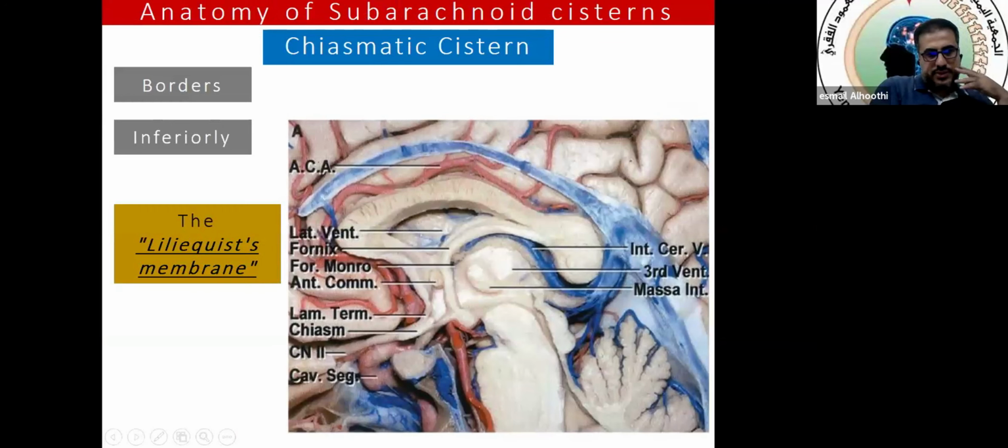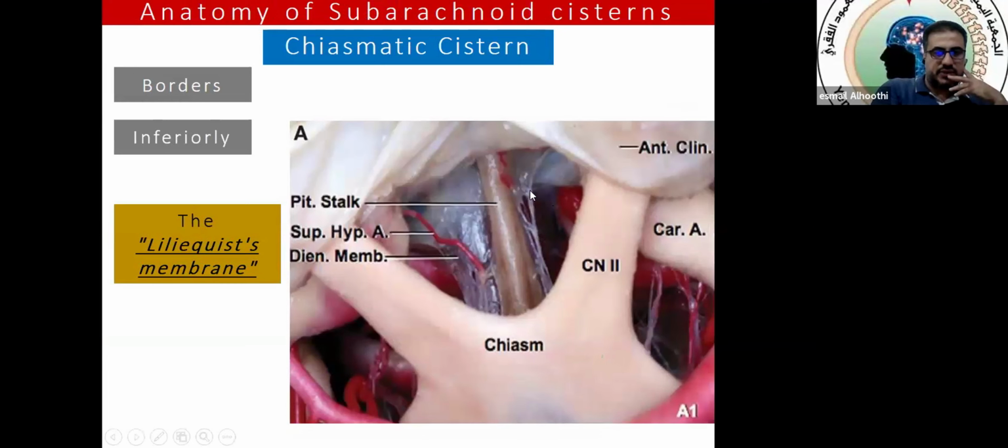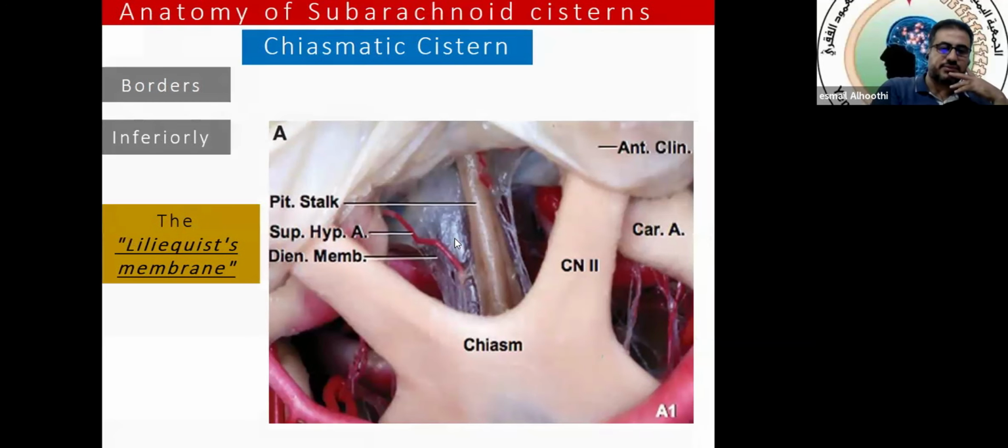Inferiorly, the Liliequist membrane makes the border and the boundary between the interpeduncular and the chiasmatic cisterns, as we see here in this image. This is the diencephalic leaflet of the Liliequist membrane. It separates the interpeduncular cistern below this membrane from the chiasmatic cistern here.